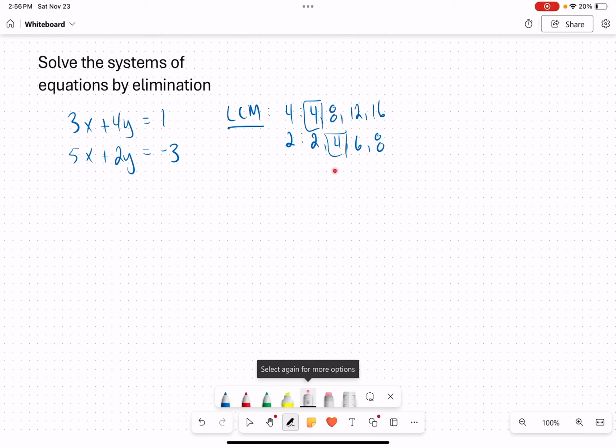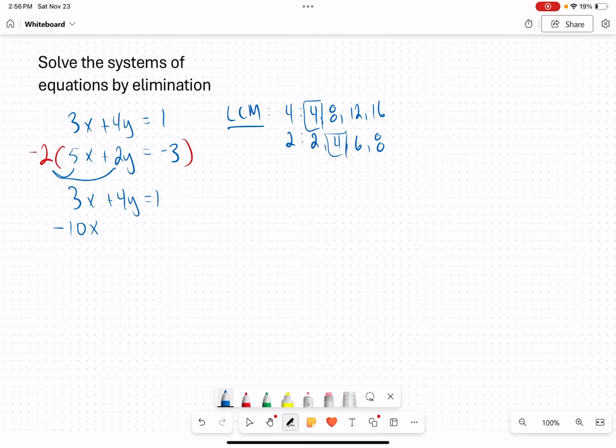But before we do that, we need to ask ourselves, do the y variables, the ones that we're eliminating, have different signs? They do not. So because we are multiplying the second equation, we're going to need to multiply by -2 in order to get opposite signs. So we will multiply by -2, and that's it. So the first equation, we don't have to do anything, so we just rewrite it: 3x plus 4y is equal to 1. And now the second equation, we start multiplying. -2 times 5x is -10x. -2 times 2y is -4y. And -2 times -3 is +6.